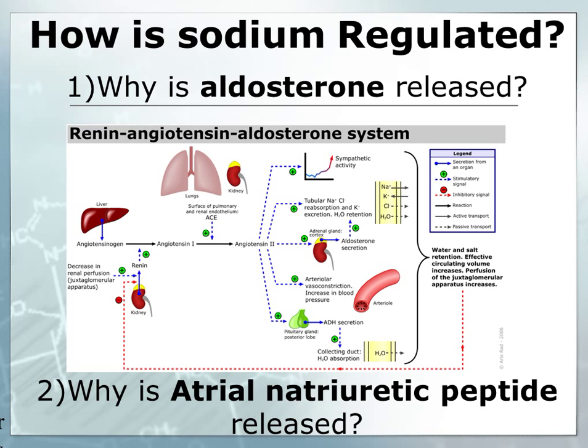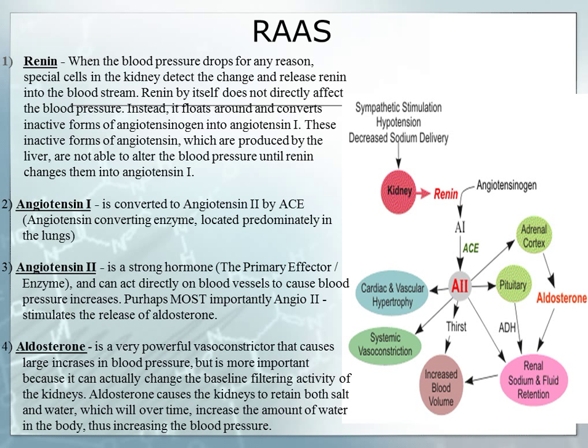You have to remember that. And then this next slide is put on here. This shows you each of the players in this. I'm not going to read it through. You sound like you got the main ideas. Just remember that renin, angiotensin 2, and aldosterone are the main players. That's why they call it the renin-angiotensin-aldosterone system. And the same process, but we just walk through it.